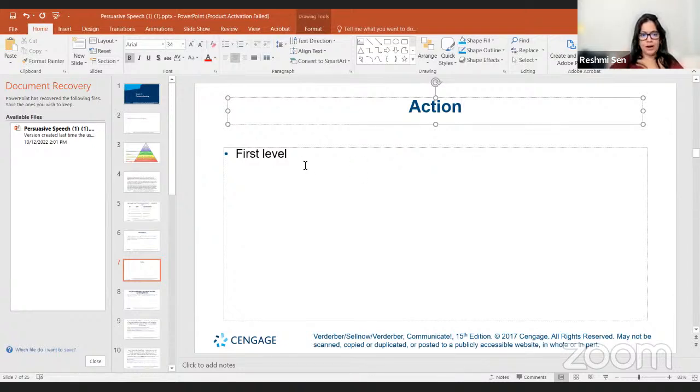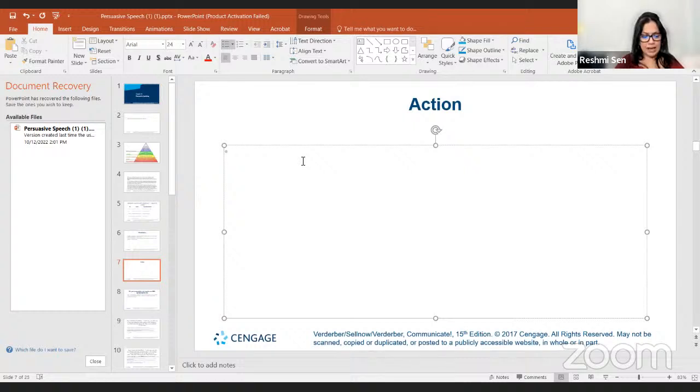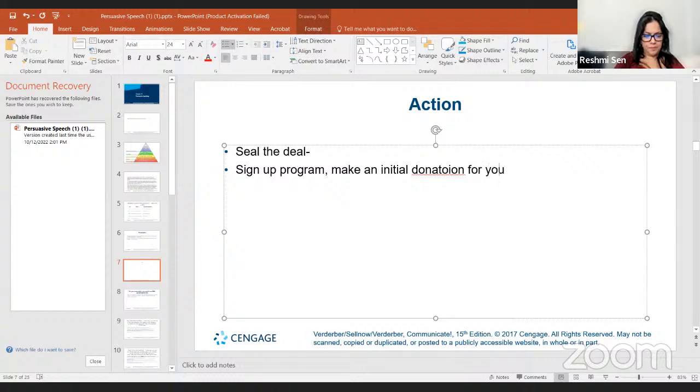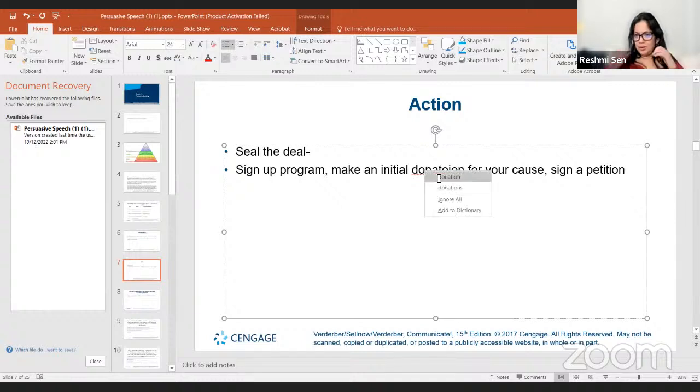How do you seal the deal? All right. So you seal the deal by asking them to sign up. You seal the deal by asking them to sign up for your program or join your movement, or make an initial payment for your cause, initial donation for your cause. Sign a petition. These are some of the ways that you can get them to take an action.